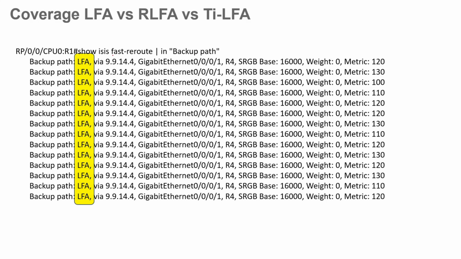That's the reason if you check this show isis route and I'm matching this backup path, it's saying that all paths have loop free alternate. You might be getting confused here, but let's cover that in the subsequent slides, how exactly it calculates the Ti-LFA backup path.